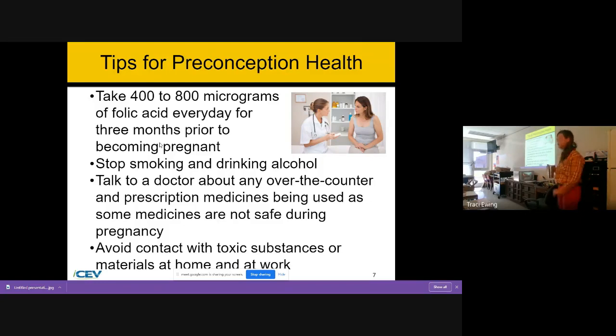Talk to your doctor about over the counter and prescription medications. If you are a person that has to have constant medical care for some underlying issue, don't just go get pregnant. Yes, accidents happen, but plan as best you can and make sure those medicines are okay. Because sometimes, like seizure medications and things like that, they need to switch. Like this one's really better, but this one's better for the baby, and it'll be okay for a few months. And so those things need to be in place. Avoid contact with toxic substances. So be careful with cleaning products, things like that during pregnancy.